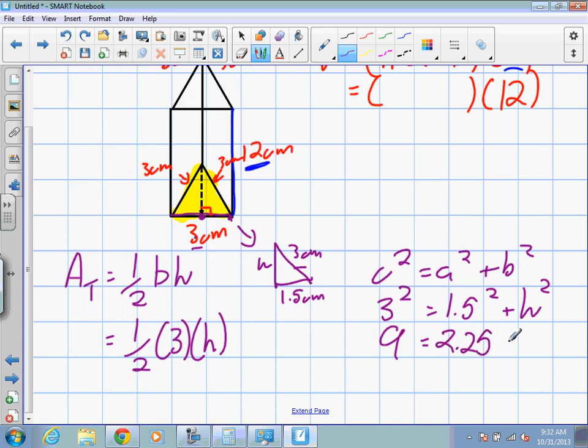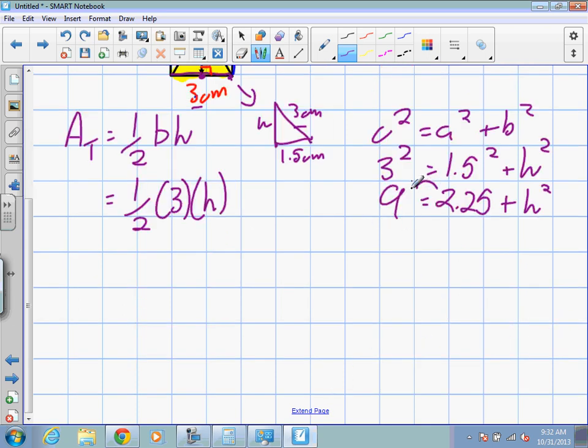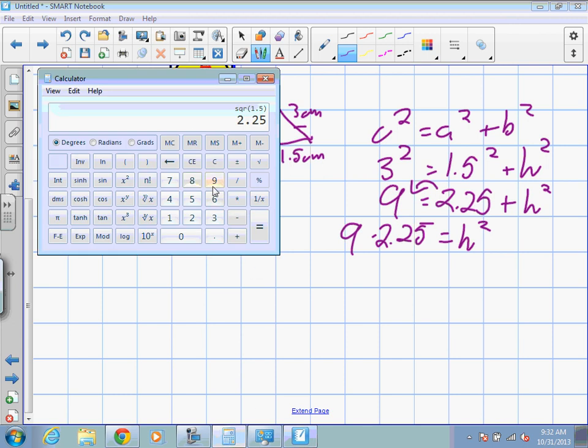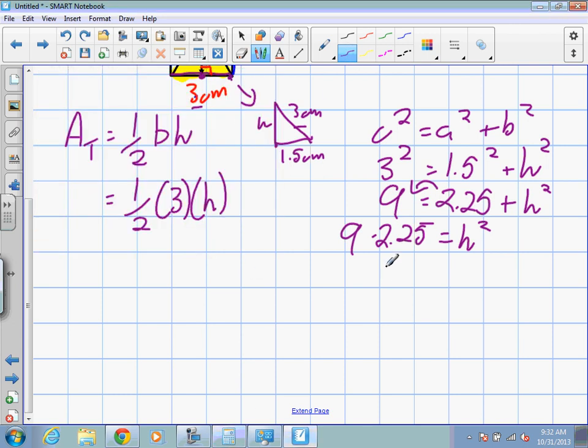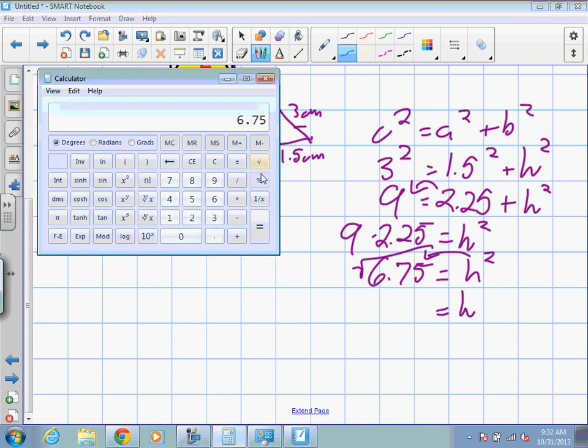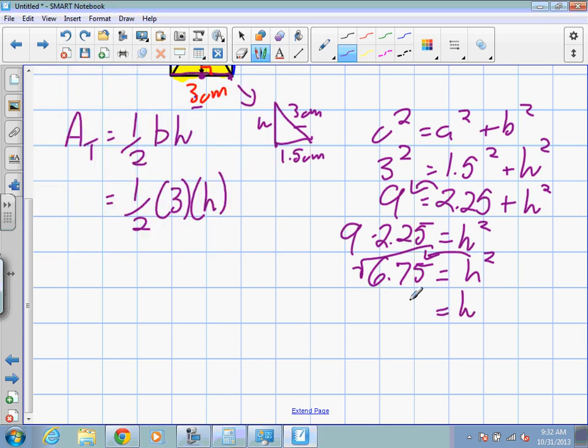Yeah, h squared, or unknown. Again, to isolate h, what do we do? That's right. Move it over, changing it to a negative. Perfect. What is 9 subtract this value? 6.75. And finally, are we done? The square root of this value is 2.6. So the height of our triangle in here is 2.6.